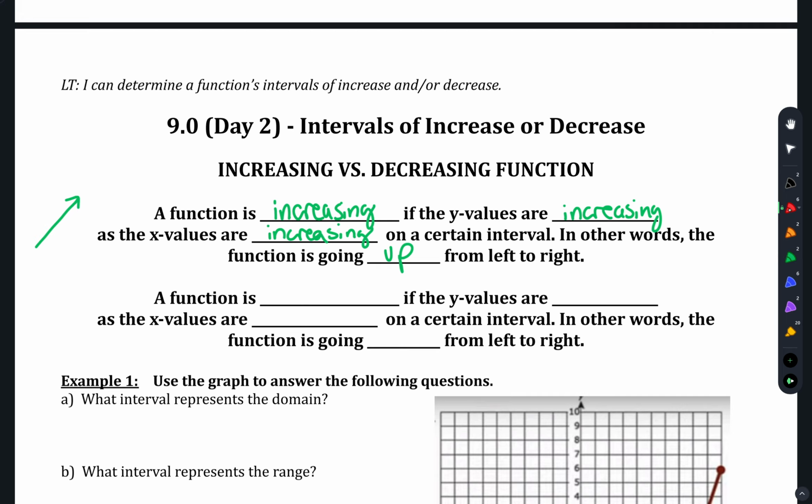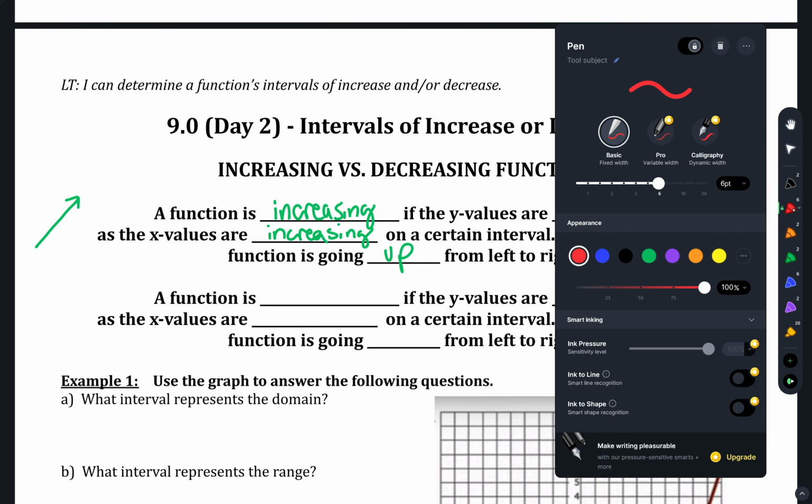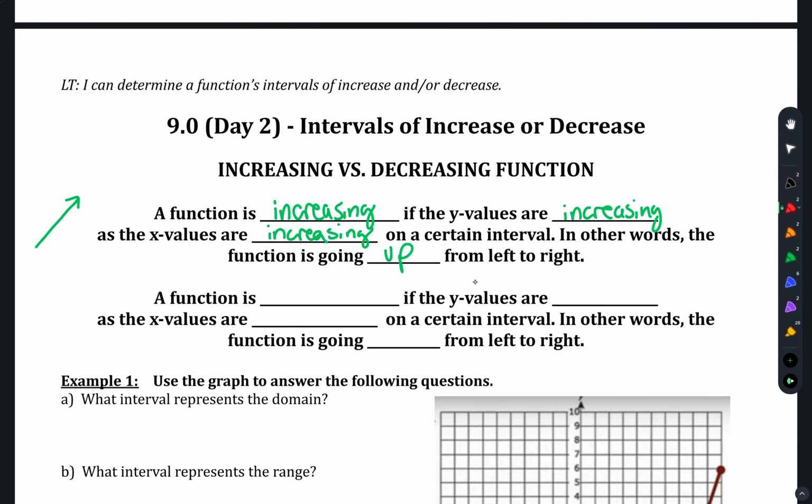The other side, the opposite, is decreasing. Again, it's got a kind of wordy formal definition. The formal definition says that the y values are decreasing as the x values are increasing. So they're opposites. In other words, this is the more loose definition that we're probably going to see more often: the function is going down when we read like a book from left to right. So it'll look something like this.